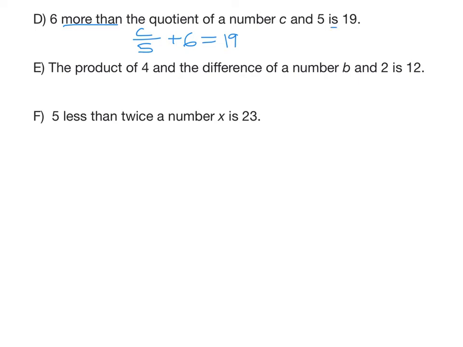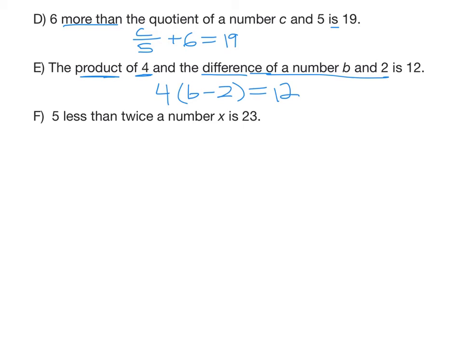In example E, we have the product of 4 and the difference of a number b and 2. So we're multiplying here because we have the product, and we're multiplying 4 and the difference of a number b and 2. So the difference is b minus 2, and we're multiplying that difference by 4. We can just write that 4 in front of the parentheses, and that is 12. That means it equals 12. So 4 times the quantity b minus 2 is 12.